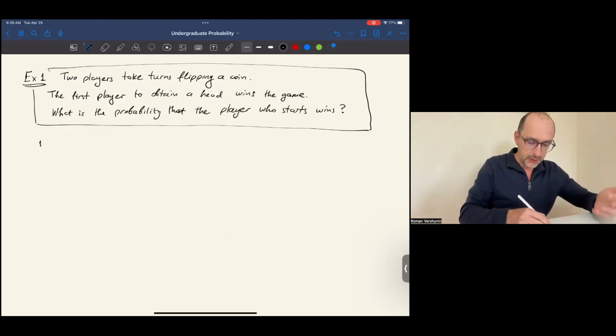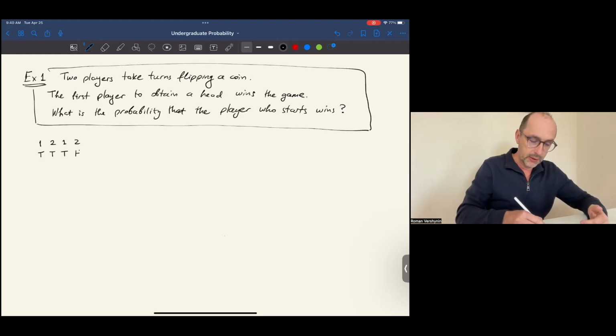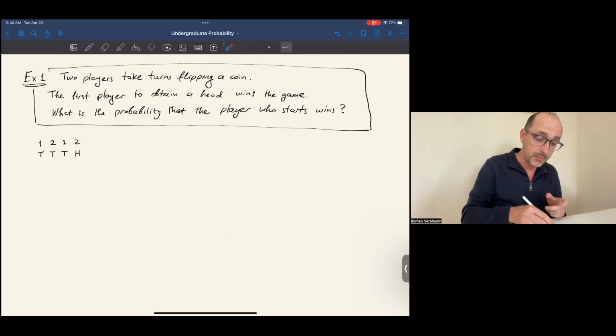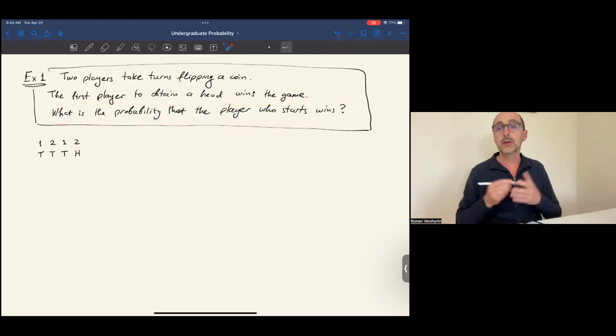For instance, if the player who starts, player 1, flips a tail, then player 2 flips a coin again, and suppose she has a tail, then it goes back to player 1 and he flips a tail, and then player 2 flips a coin and suppose he has a head, the game ends and the winner is player 2. It would be hard to try and compute this probability directly because there are infinitely many possible scenarios. But the conditioning trick helps here. Specifically, let's condition on the outcome of the first flip.